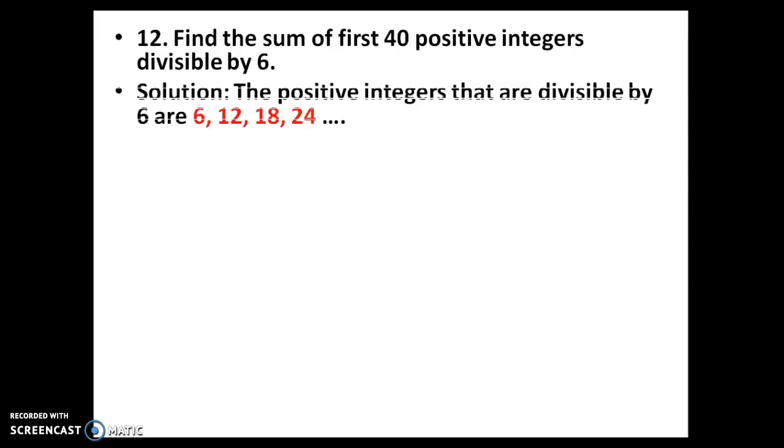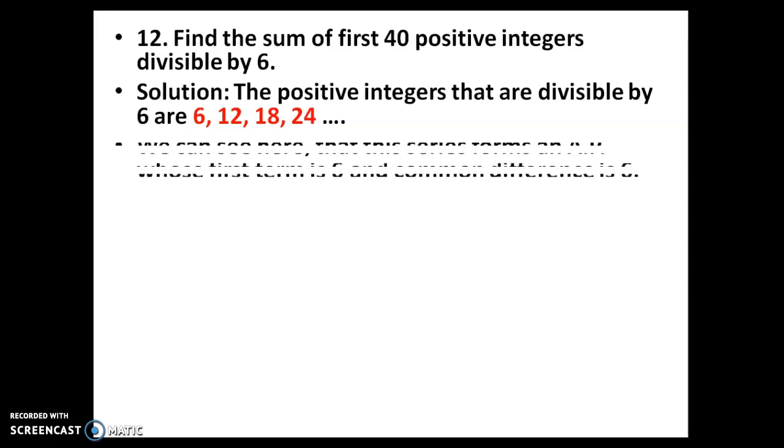So positive integers divisible by 6 means 6, 12, 18, 24. All these numbers are divisible by 6. Okay. So this AP goes till 40. Okay, the first 40 numbers we have to add and give the result.